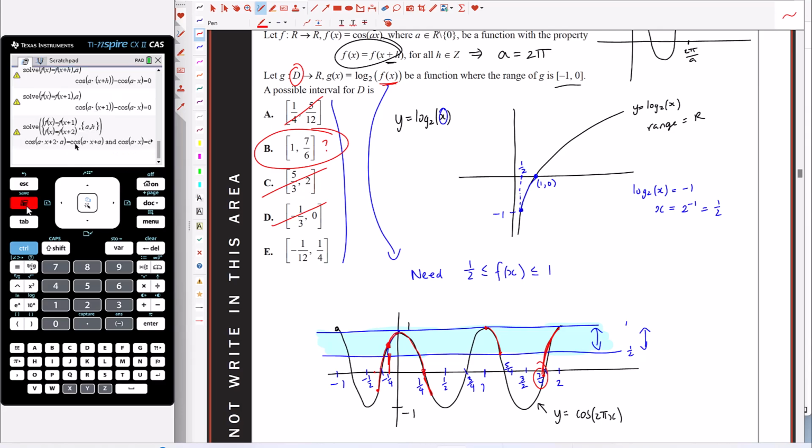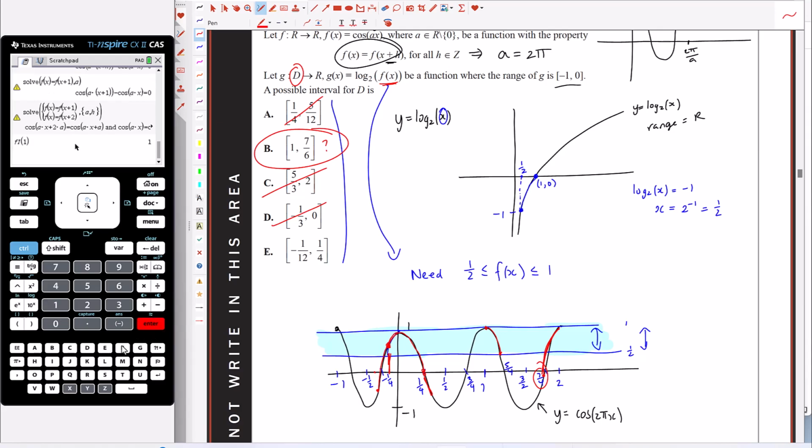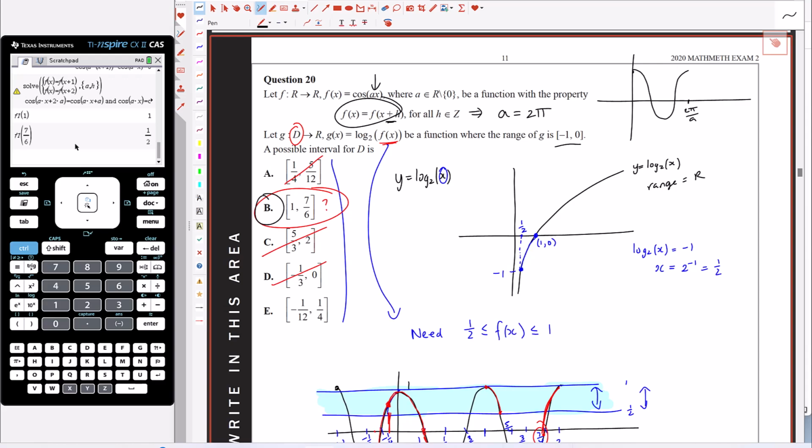So again, let's just check. So we could do f1 of, what was it? 1 is definitely 1, and f1 of 7/6 is definitely a half. Okay, so that definitely does give us the range that we want. And so option B is going to be our answer to question 20. So a pretty curly one at question 20.